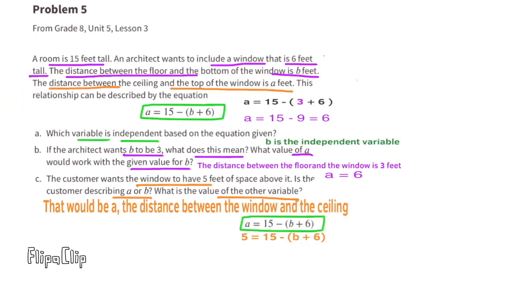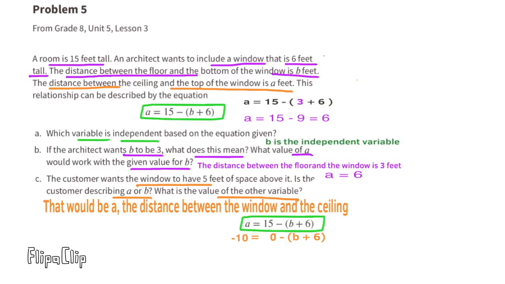So we know what A is. That means we're solving for B. A is 5, so the equation reads 5 equals 15 minus B plus 6. So let's subtract 15 from both sides. 5 minus 15 is negative 10.